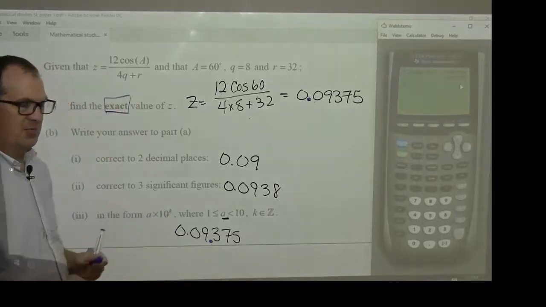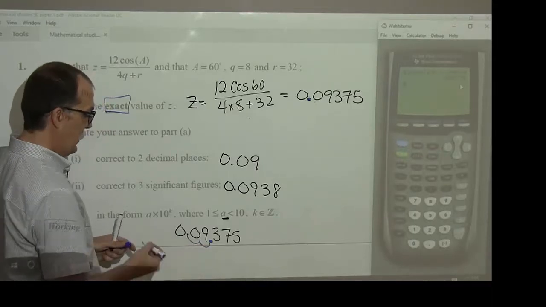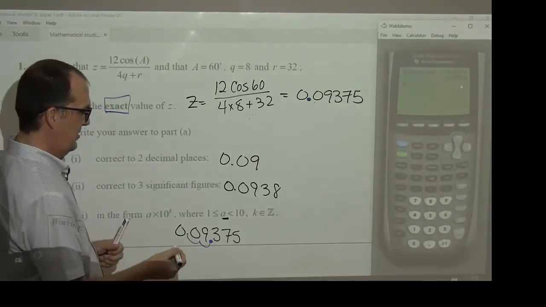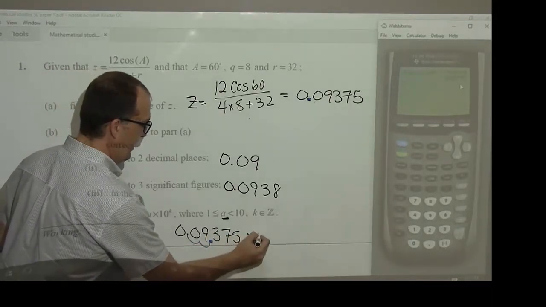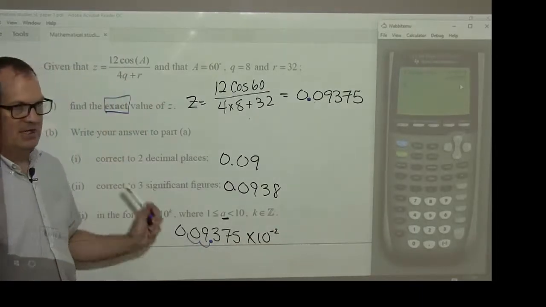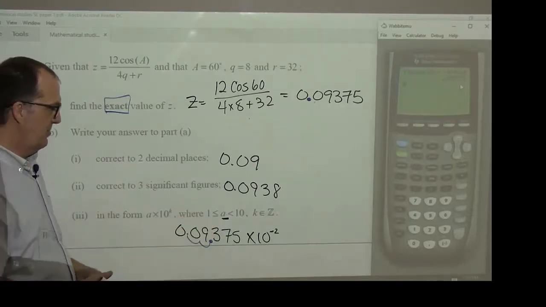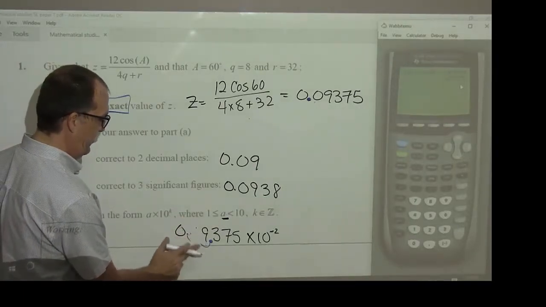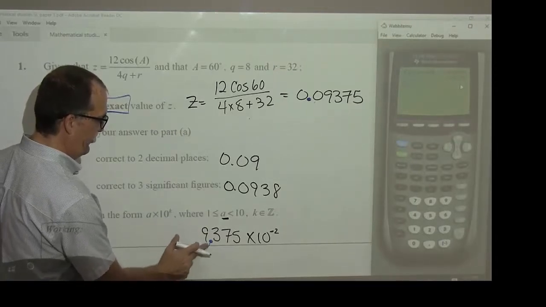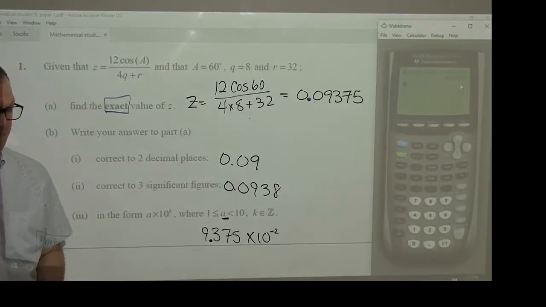So it's now 9.375, which meant I moved the decimal place over 2, and that it was a small number, and that's why I know I have a negative exponent. If this were numbers bigger than 10, then our exponents would be positive, but my new answer is just this: 9.375 times 10 to the negative 2.